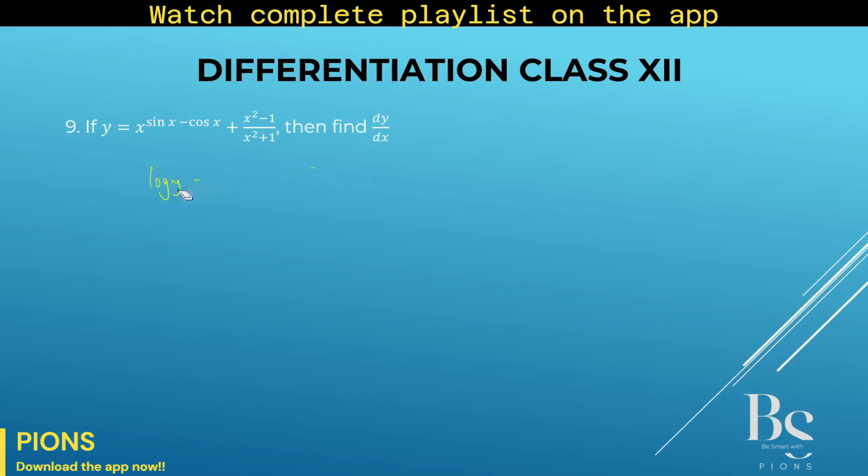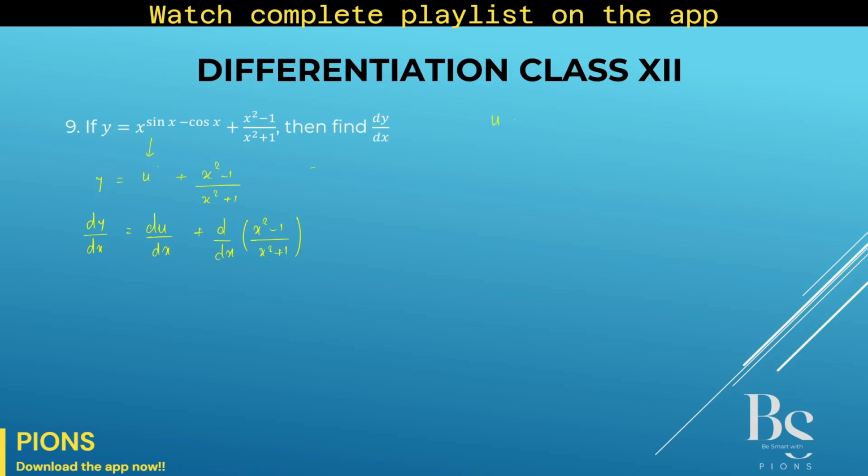Then, sir, how to proceed? Let's see. So first of all, let me take this thing as u and let me take the other thing as it is. Correct? I'm just keeping it as it is because it's the easy division rule. Now dy by dx will be equal to du by dx plus d by dx of x square minus 1 upon x square plus 1. Okay, we will have to solve this. Let's figure out what du by dx is.